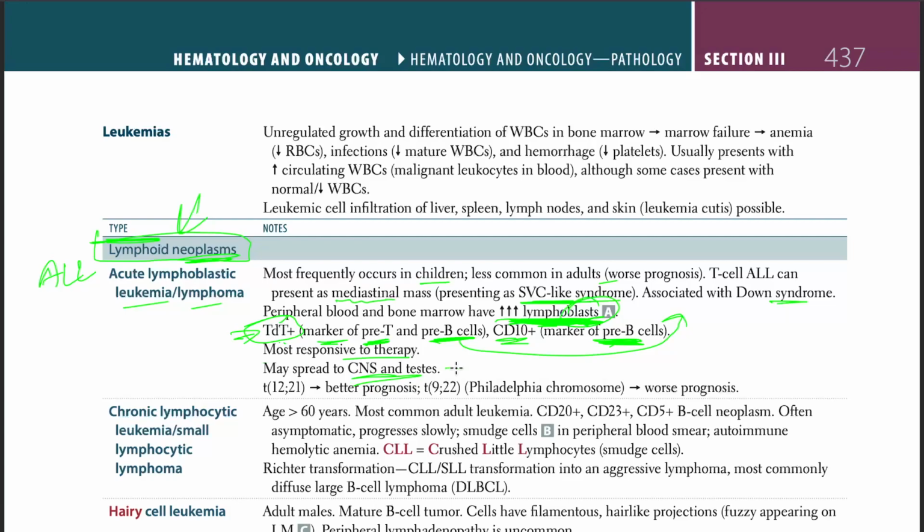So the treatment would be, if they go into the CNS and testes, you would have to directly inject the chemotherapy into these organs.